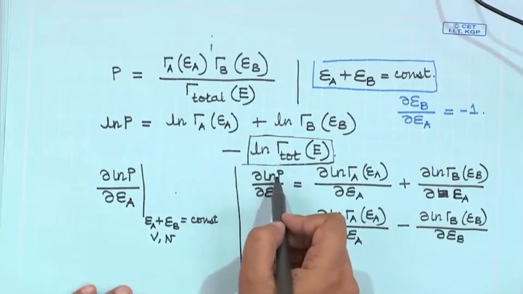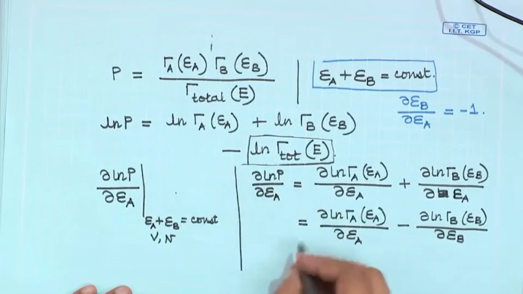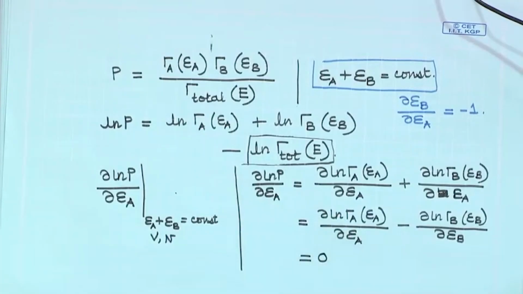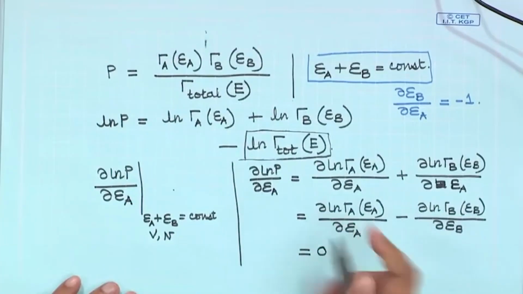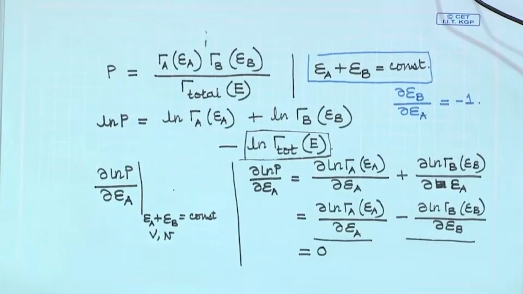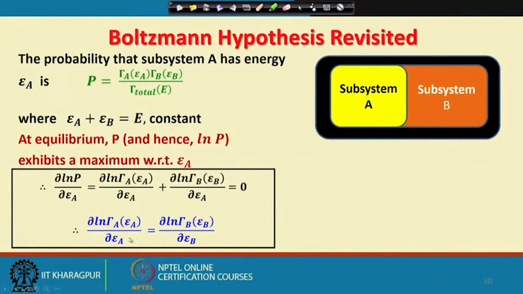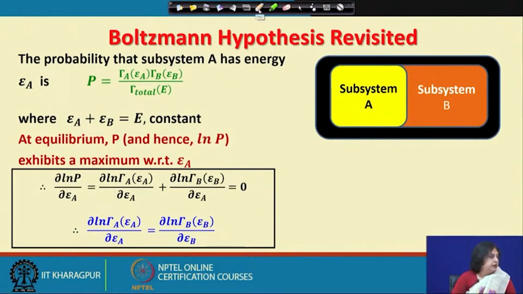And for ln P to have a maximum with respect to epsilon A, this must be equal to 0. This means these two terms here and here must be equal when the maximum appears, and that is the condition of equilibrium: that this particular quantity that I have shown here, which is a derivative of the log of the number of microscopic states in the subsystem A, must be equal to the corresponding quantity for the subsystem B.